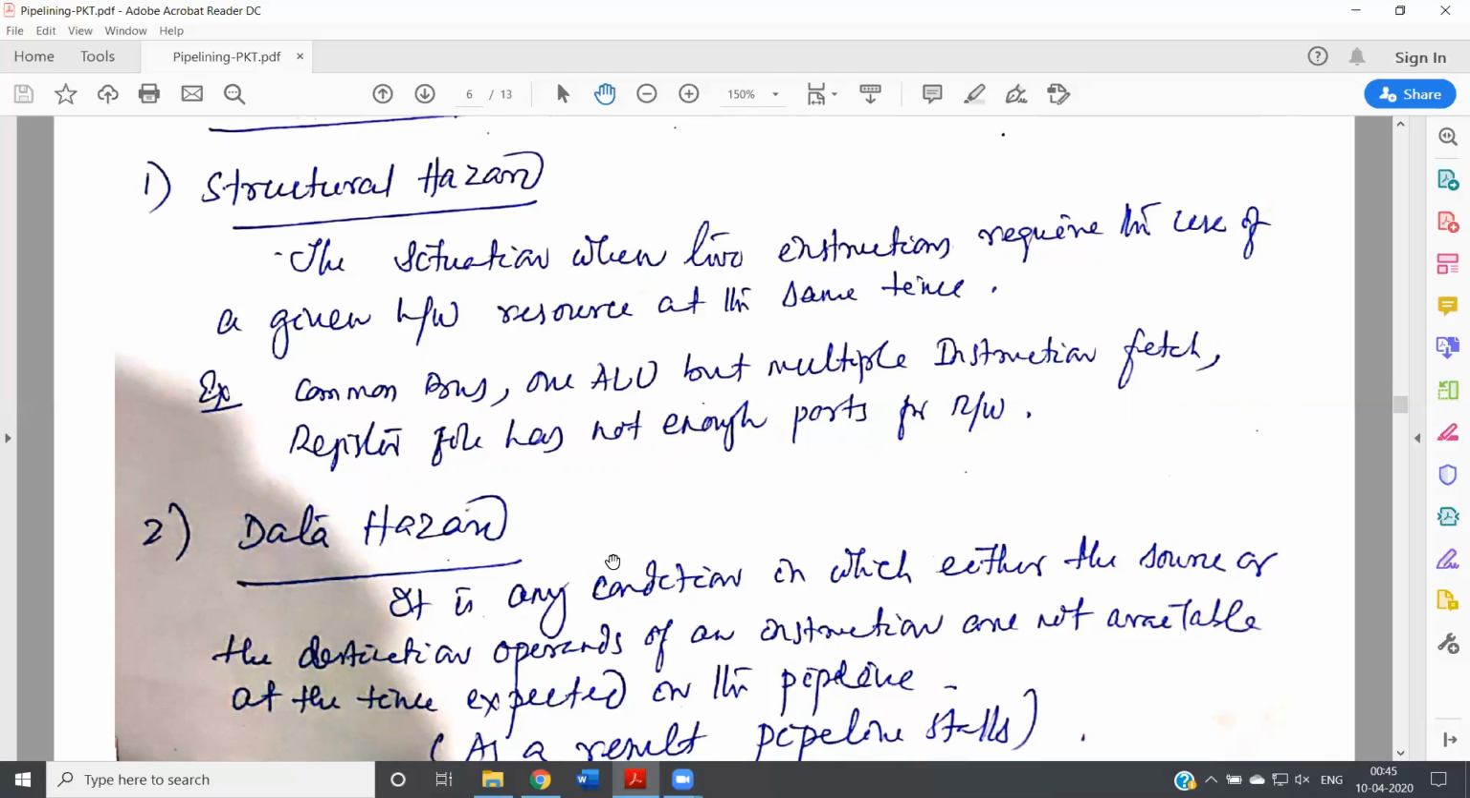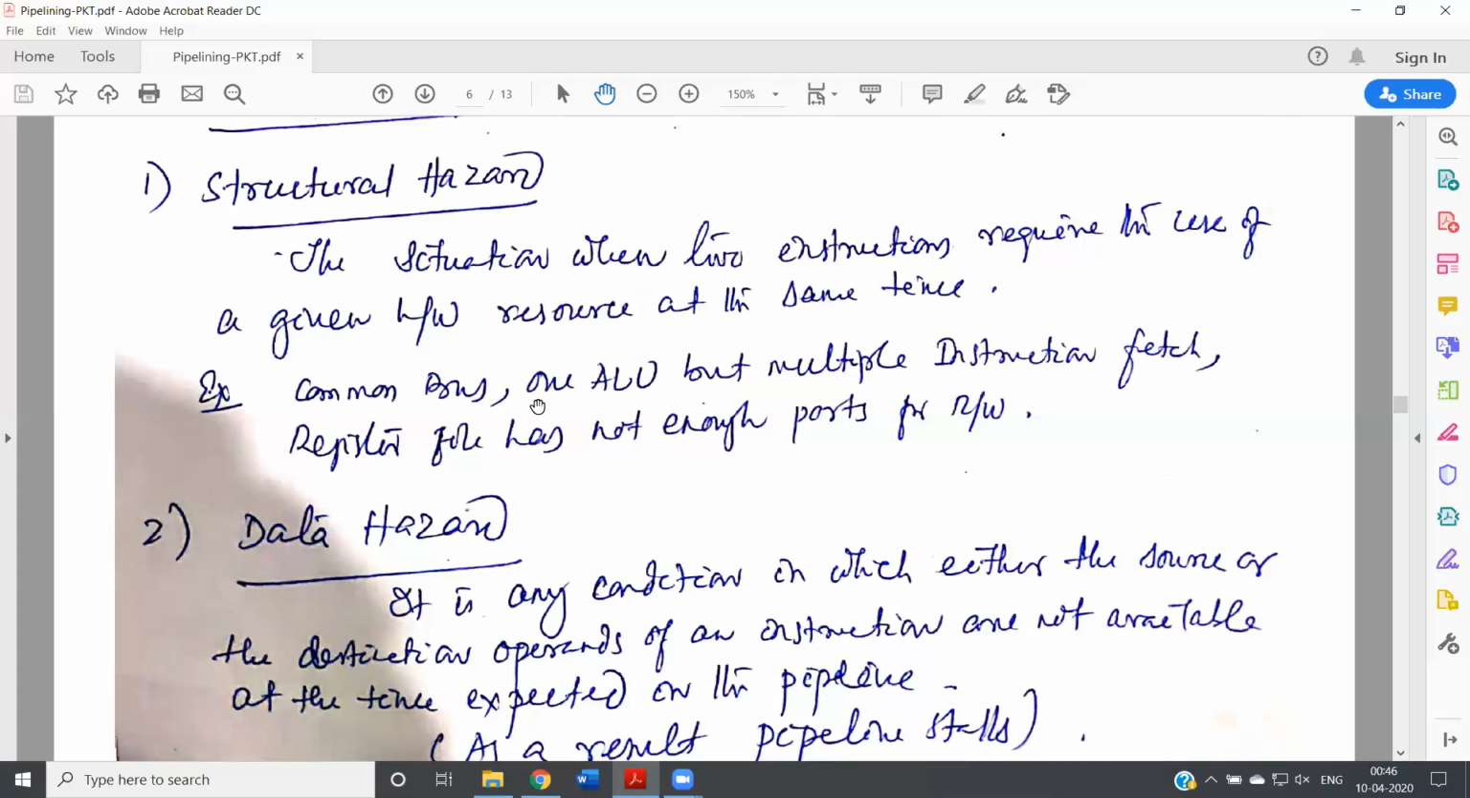Hardware is not available. There might be a chance the register file has not enough ports for read and write. There is a register file which contains all the registers. However, it has a limited number of read and write ports. If you have 2 read ports, then only 2 instructions can be read at the same time. If you have 1 write port, only one instruction can be written at the same time. So if multiple instructions want to write, then the other instructions have to wait.